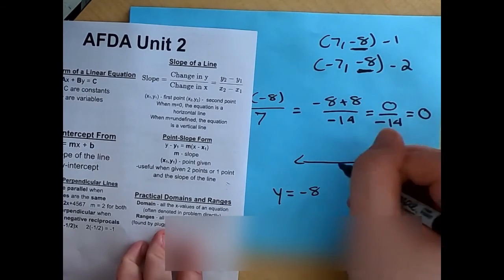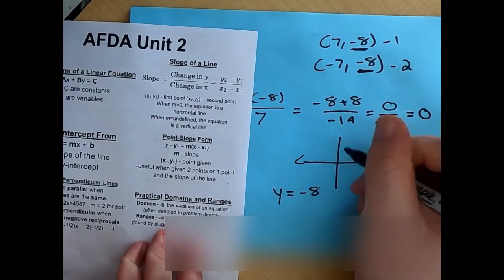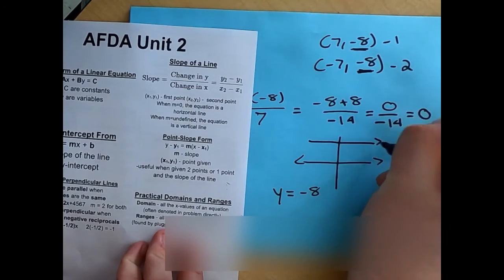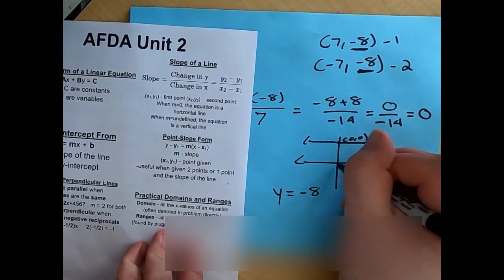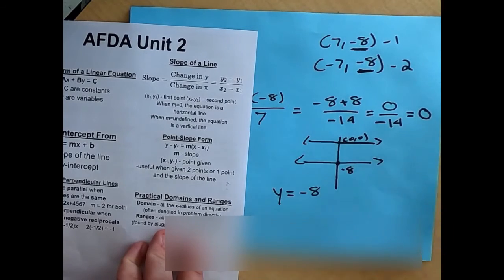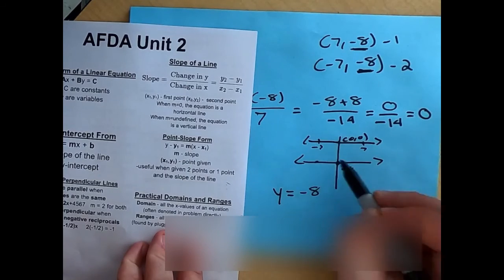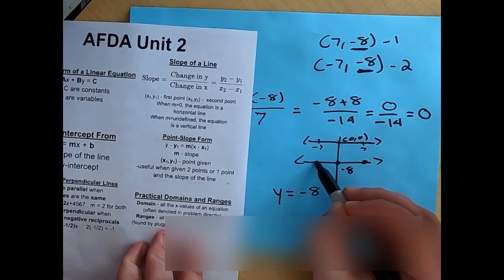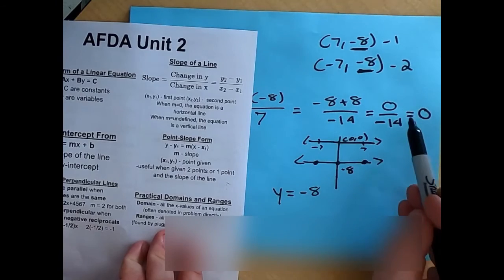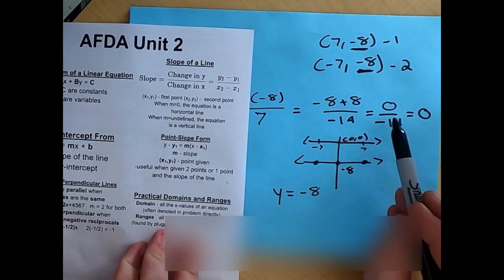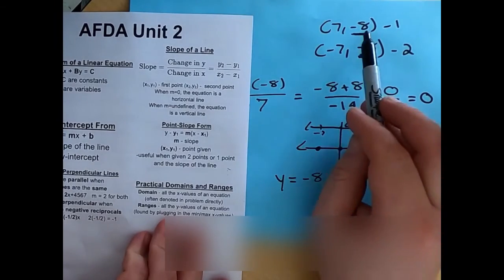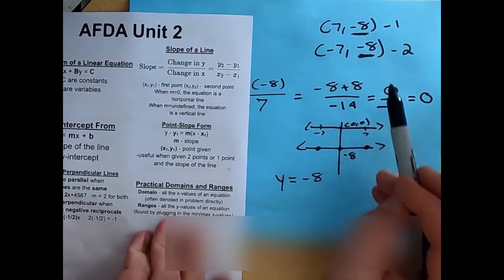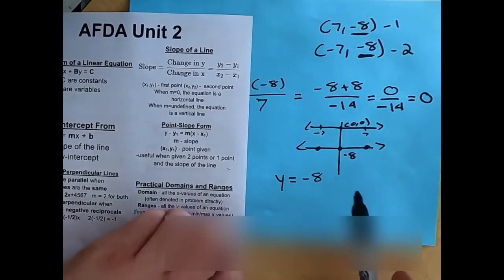If we utilize this, we have, this is the origin, 0, 0. This is negative 8. This is 7, negative 7. We have our 2 points. So since our slope is 0, we know we have a horizontal line. That line is going to be equal to the y values of our points. So y equals negative 8.